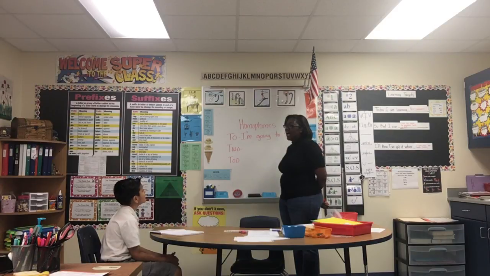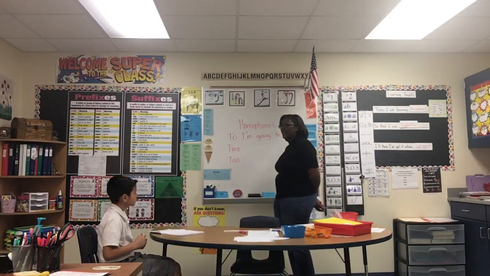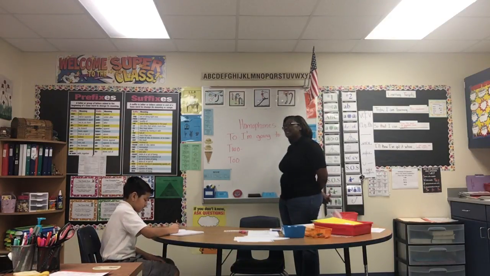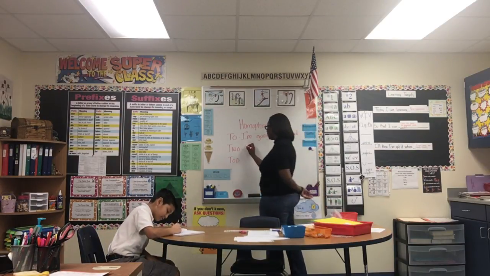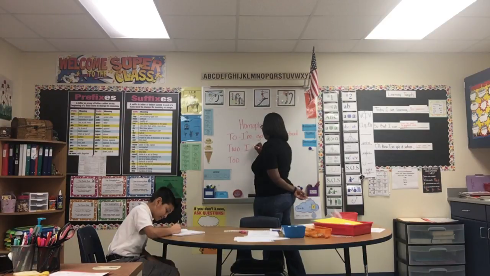Here's your example. I have 2 pieces of candy. So what does that 2 mean? That means like 2 or something. Okay, so it means a number, quantity. Okay, so give me a sentence for 2. I have 2 sisters. Is that true? Yes. Okay.